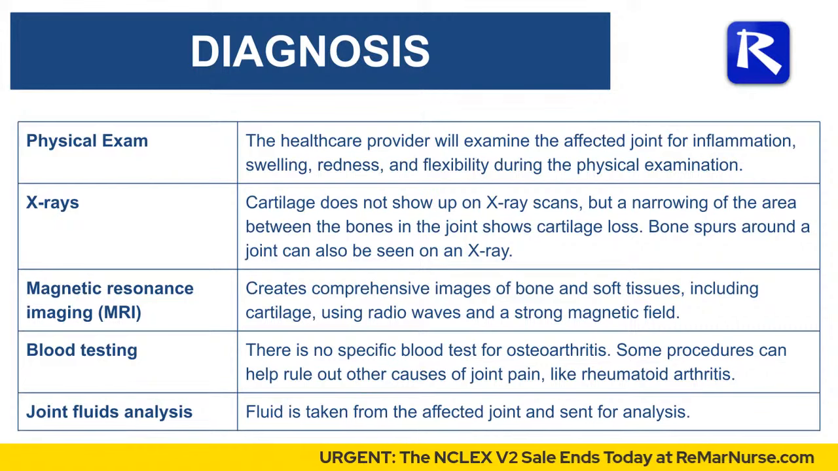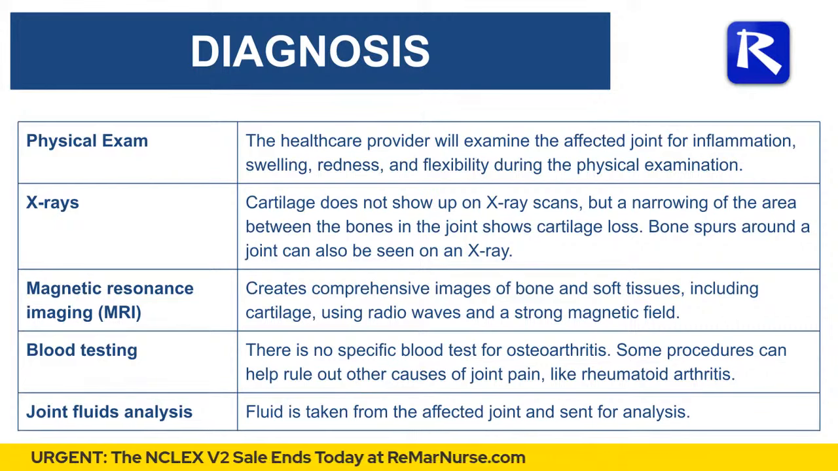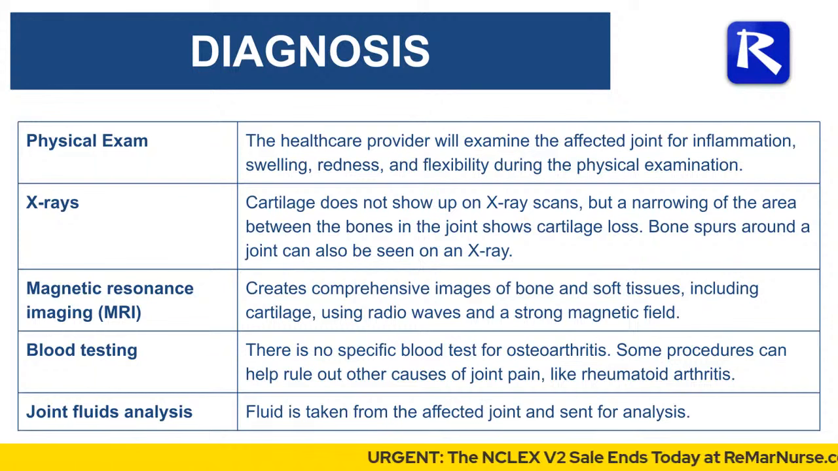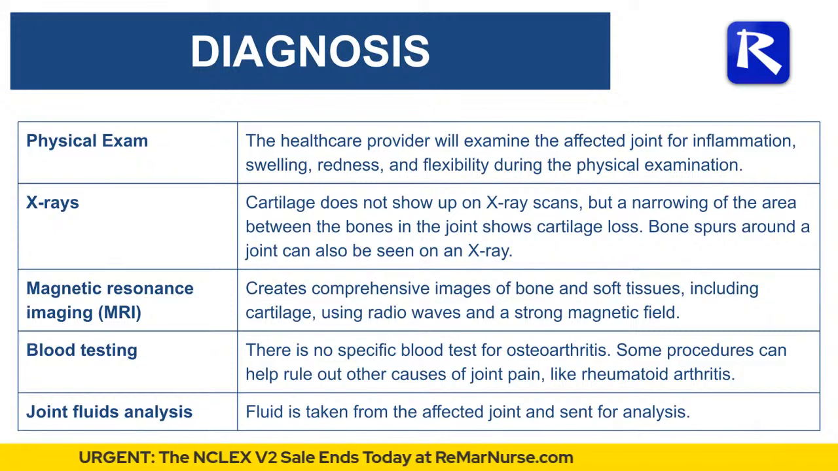MRIs, what is the MRI going to show you? So MRIs are going to create a comprehensive image of the bone and soft tissues. Now remember, MRIs take a longer time to develop, but they give you more detail. So you will be able to see the cartilage from an MRI, okay?